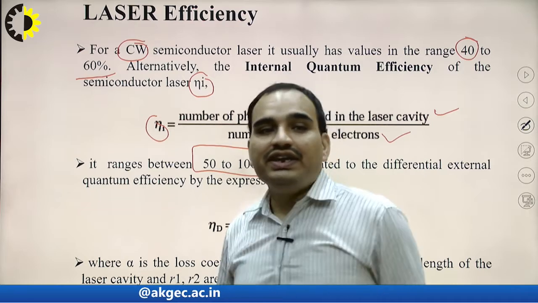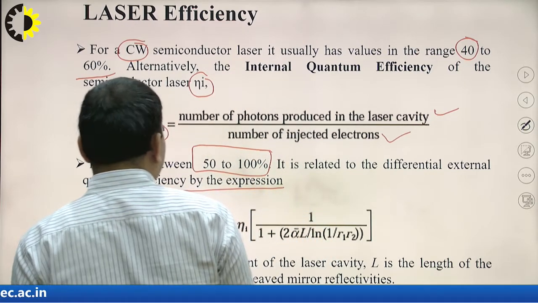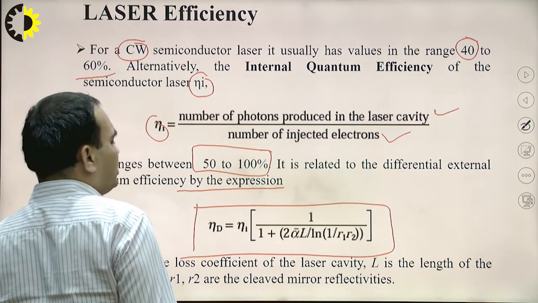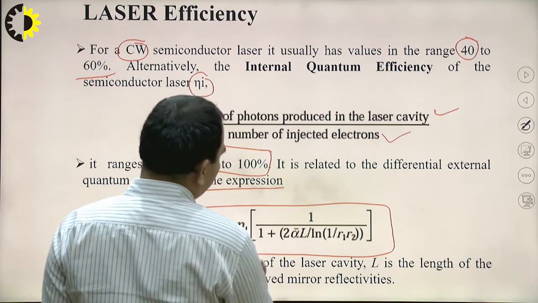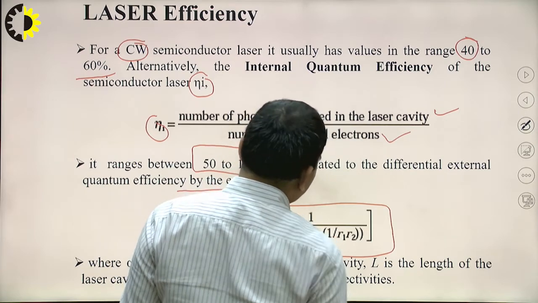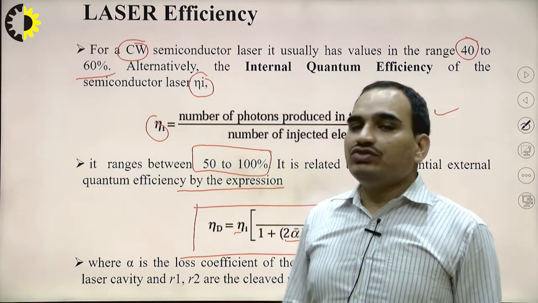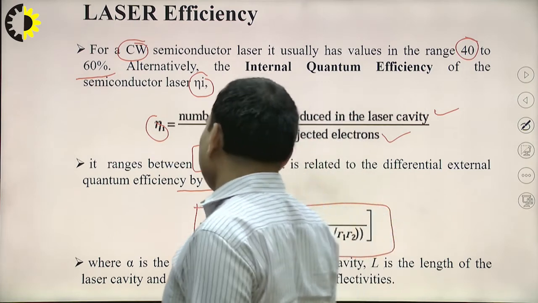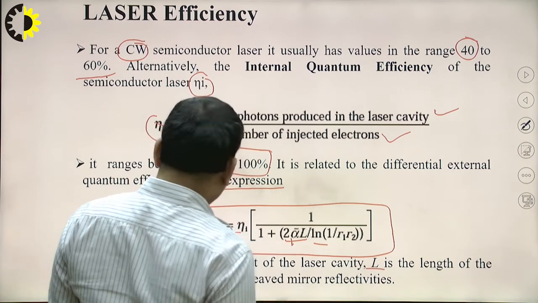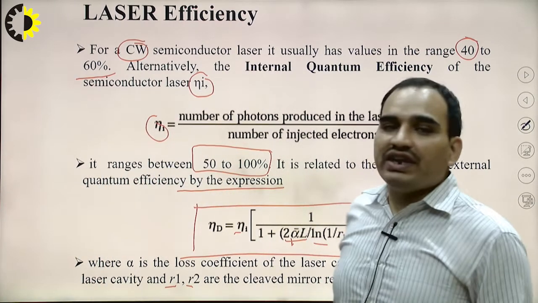It is related to the differential external quantum efficiency by the expression eta d equals the internal efficiency eta i divided by 1 plus 2 alpha L over log of 1 by R1 R2, where R1 and R2 are the cleaved mirror reflectivities, alpha is the loss coefficient of the laser cavity, and L is the length of the laser cavity.